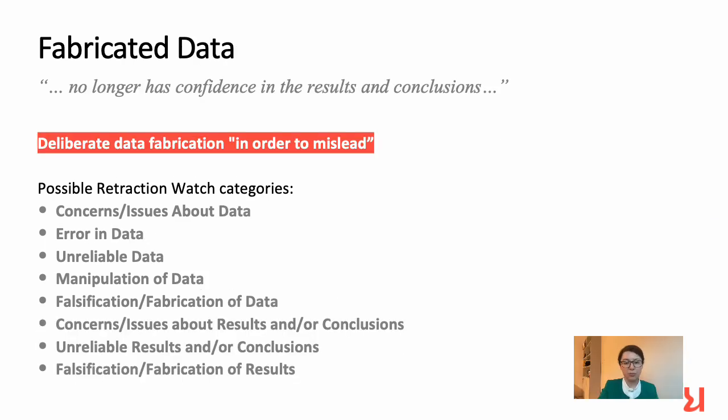Fabricated data are more serious. Data sets may appear convincing, but convincing is not the same as authentic. This is why many retraction notices no longer focus only on individual errors. Instead, they state something much broader. For instance, the journal no longer has confidence in the results and conclusions. Without trustworthy data, even the most elegant manuscript loses its scientific value.